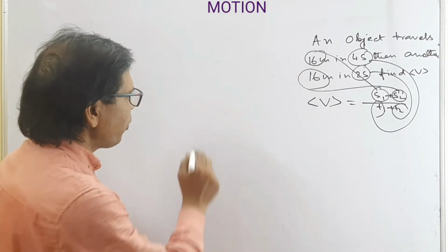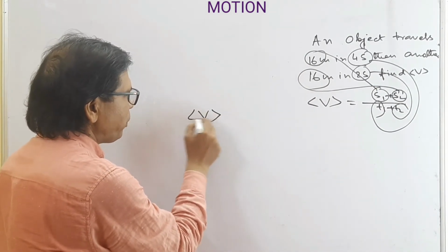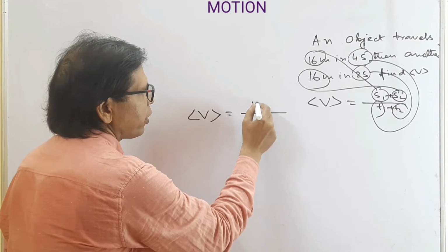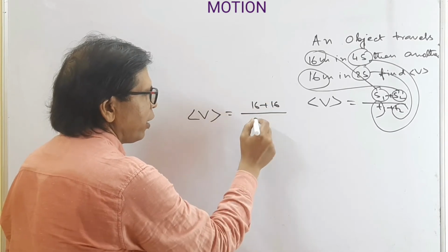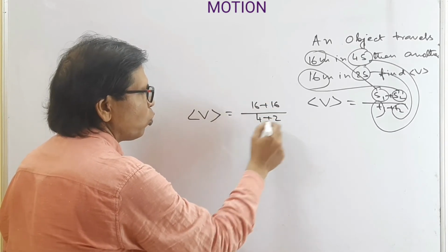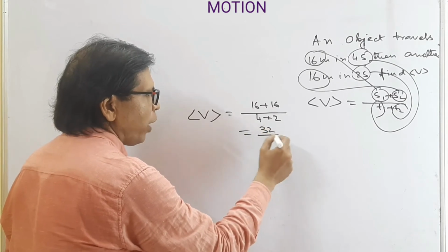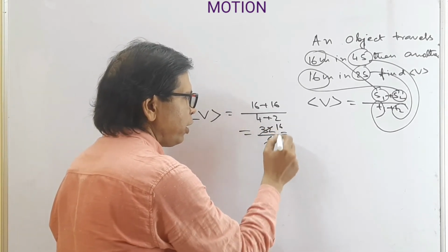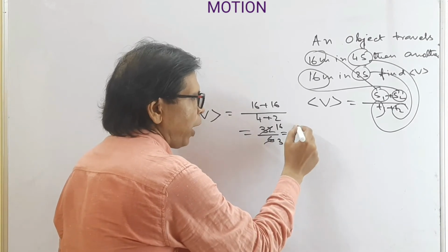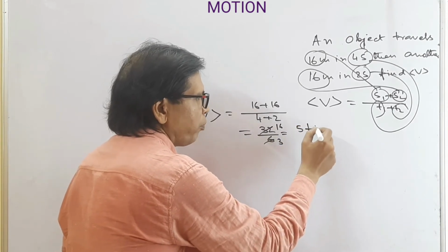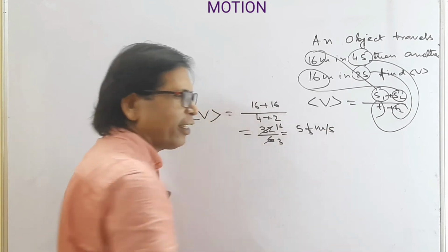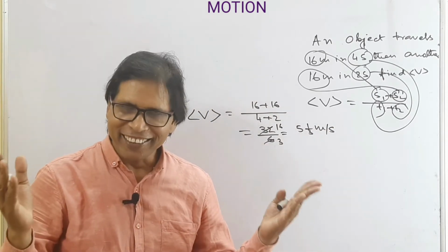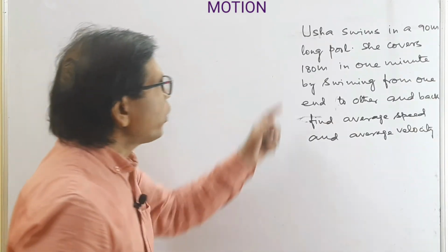Now look at this. So average speed is 16 plus 16 divided by 4 plus 2. So this is 32 by 6, which is 16 by 3. So this is 5 whole 1/3 meter per second. Okay, understood? Next.